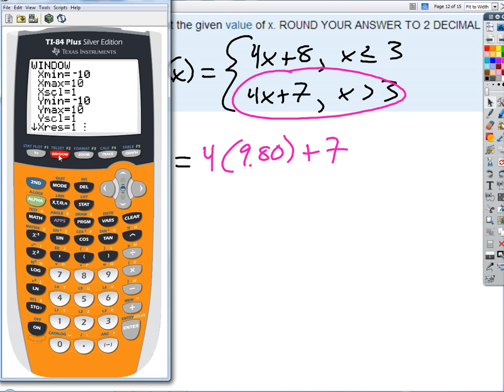If I go to the window, notice that x minimum is negative 10, so that's the left edge of the screen. The right edge is at positive 10. If I want to let the calculator set the y's, do you remember the trick? If I choose the x's, but I'm going to let it figure out the y's, do you remember what zoom trick it is? Zoom 0, which is zoom fit. It'll fit the y values to my x values so I can see this thing.